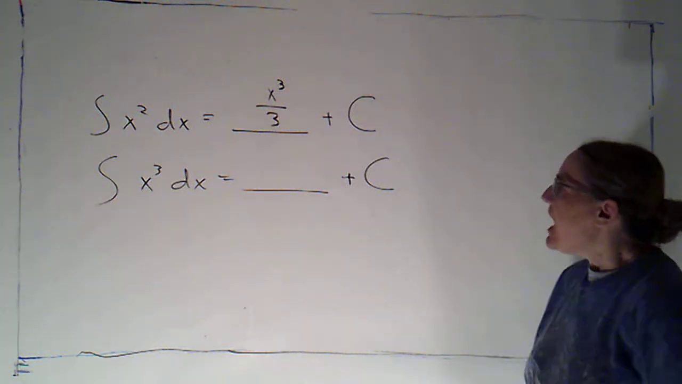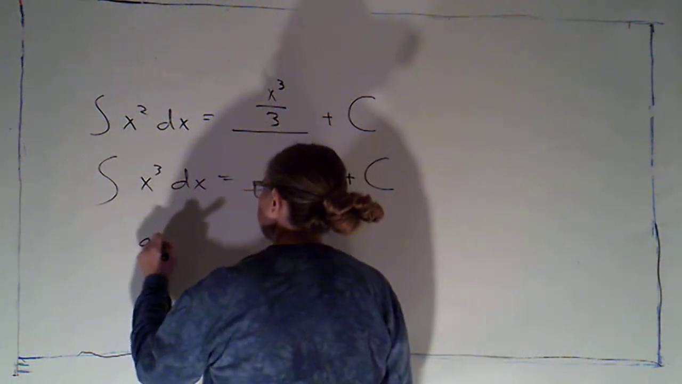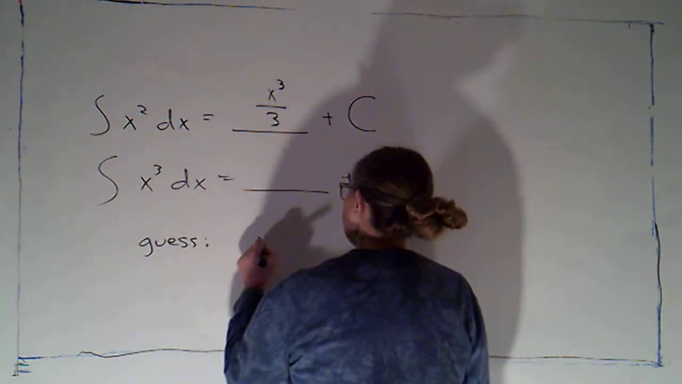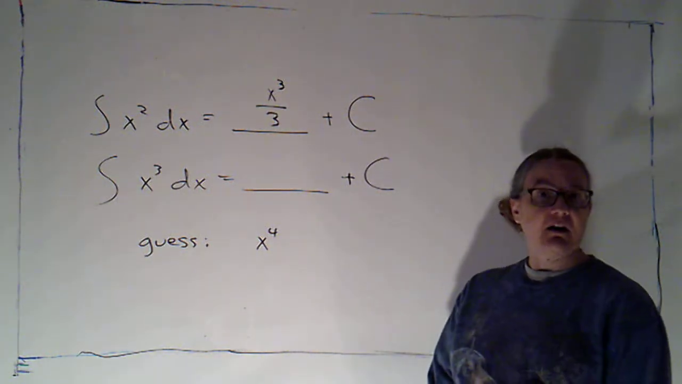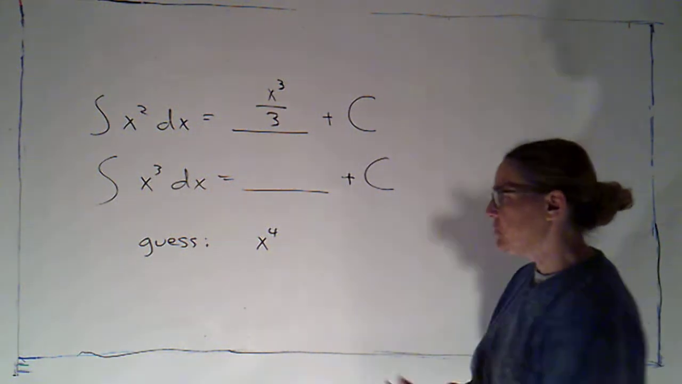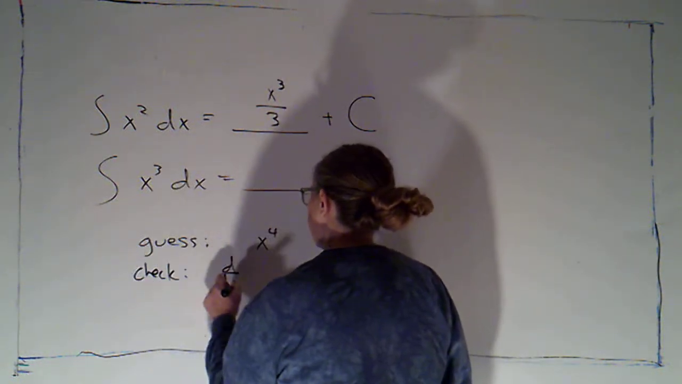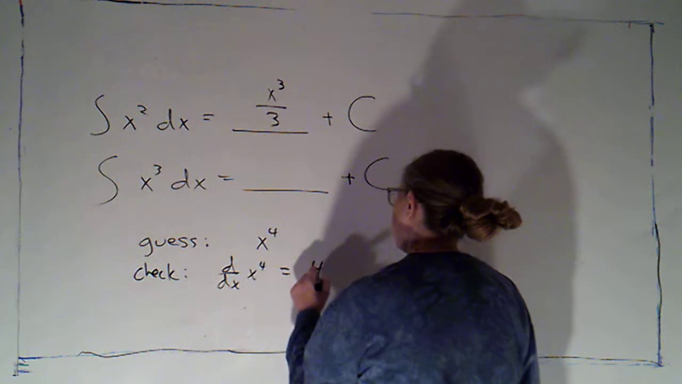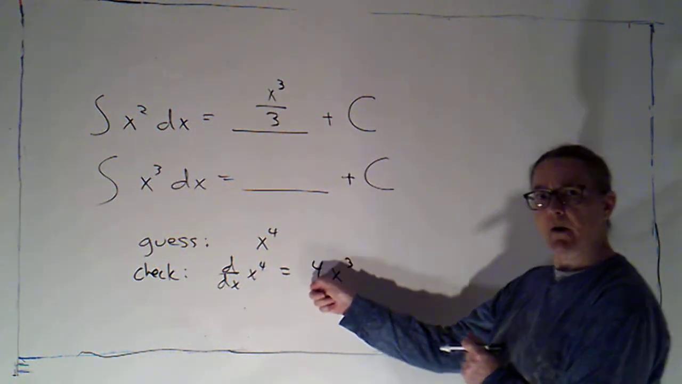Okay. All right, so I'm going to again try the guess and check method. So I'm going to guess x to the 4th. Now again, I'm pretty sure that that's wrong. I'm pretty sure I'm going to be off by a constant, but I'll be able to adjust. So I'll check. If I take the derivative of x to the 4th, I'm going to get 4x cubed. I wanted the x cubed, I don't want the 4.